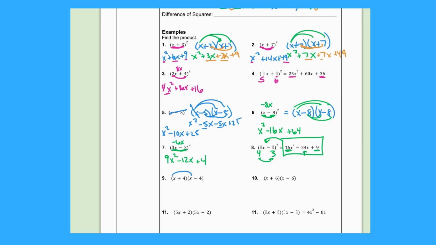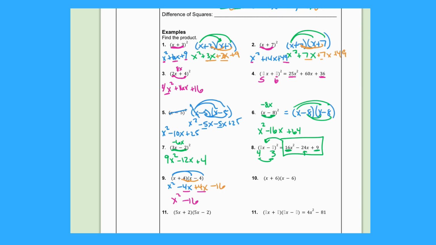X times x is x to the second. X times negative 4 is negative 4x. And then we do the 4. 4 times x is 4x. And 4 times negative 4 is negative 16. But then when we combine these like terms, we're going to keep the x squared. Negative 4x and positive 4x makes 0. So that term just goes away because it's 0. Then we still have the negative 16. So when we have problems like this where they're almost the same, but one's plus and one's minus, they're going to cancel each other out.